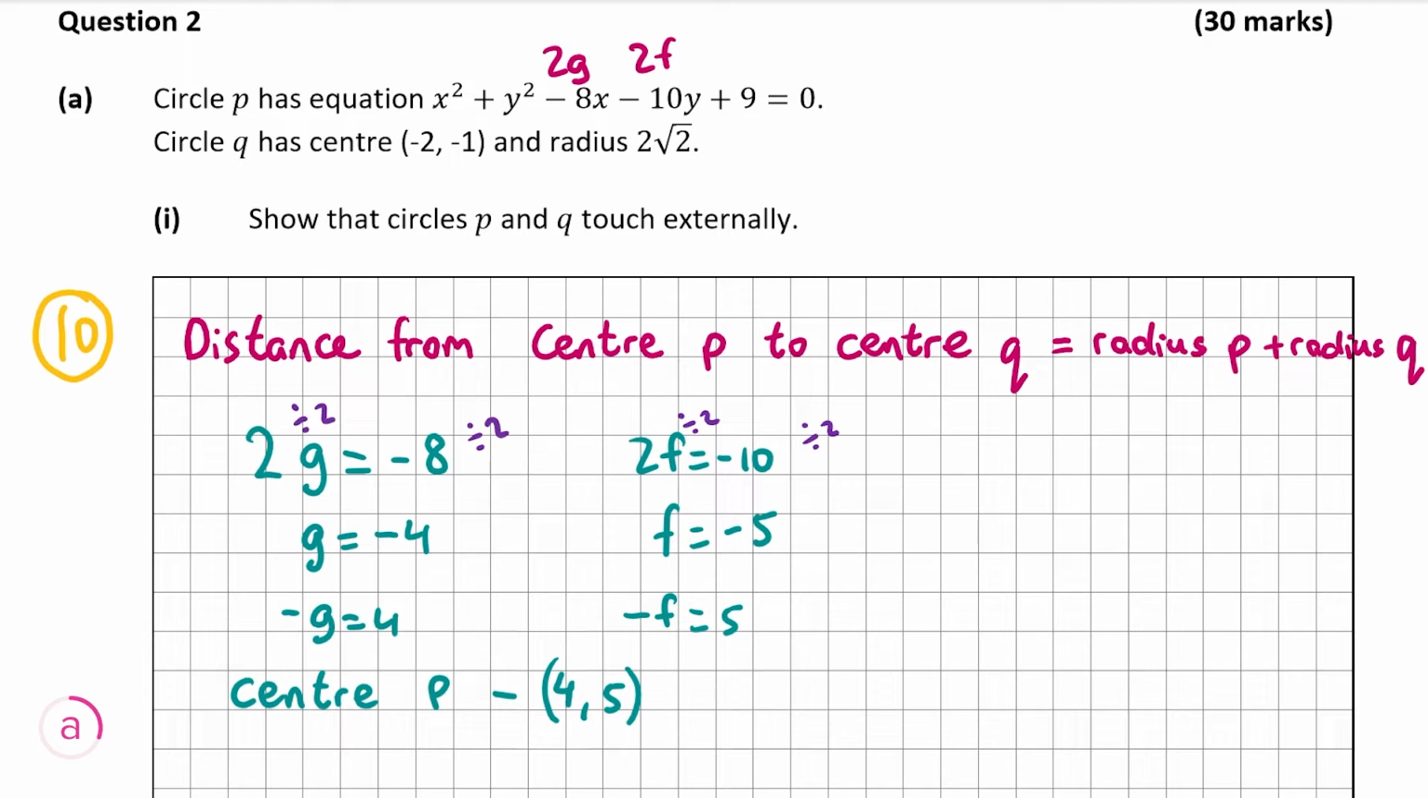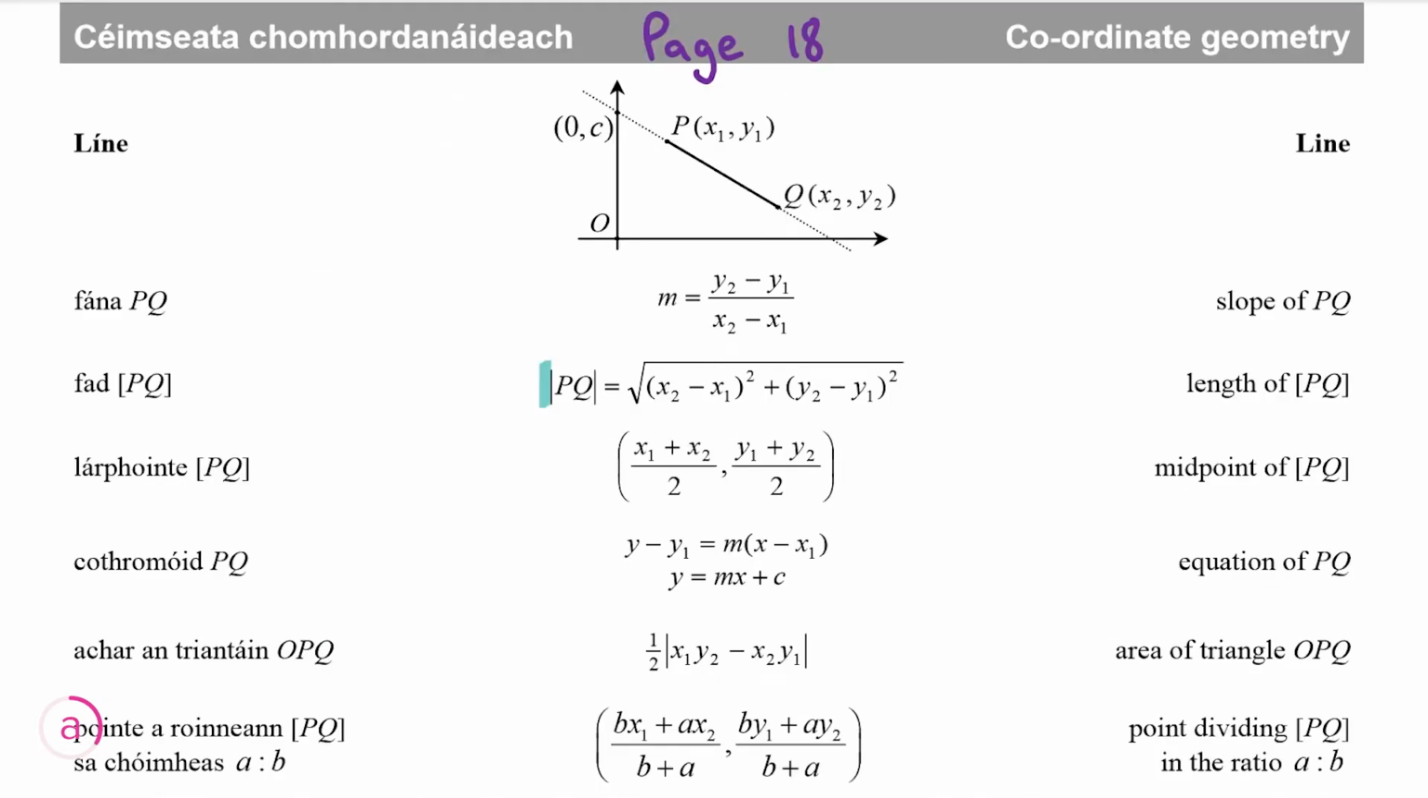So now we have to work out the distance from the point (4, 5) to (-2, -1), and we can do this using the formula on page 18 of our formula and tables book, the distance between 2 points. It's this formula right here. When we have our two coordinates (x1, y1) and (x2, y2), it's the square root of (x2 minus x1) squared plus (y2 minus y1) squared. And now we're going to use this formula to work out the distance between the two centres.